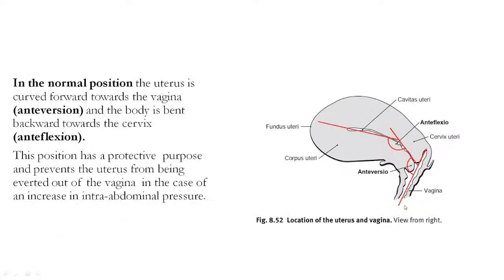The normal position of the uterus is curved forward toward the vagina, anteversio, and the body is bent forward toward the cervix, anteflexio. This is anteversio, anteflexio. This position has a protective purpose and prevents the uterus from being evicted out of the vagina in the case of an increase in intra-abdominal pressure.